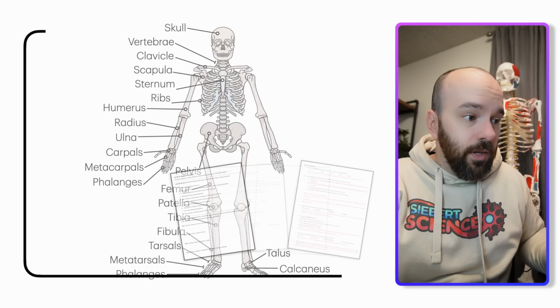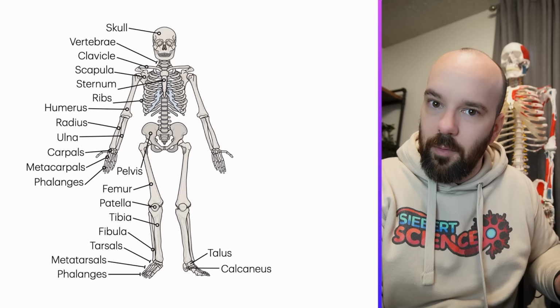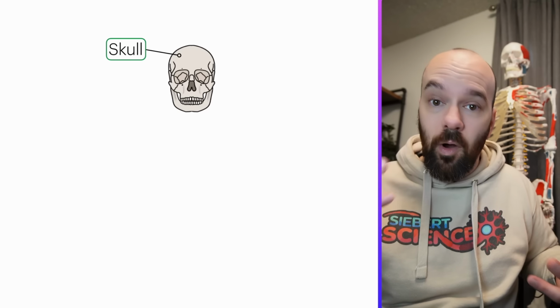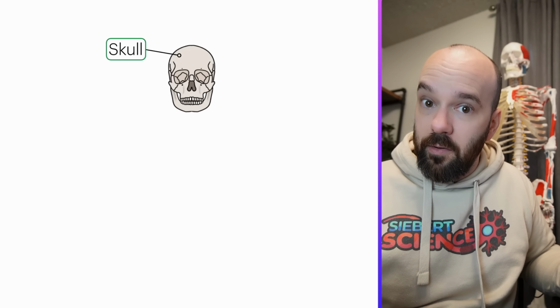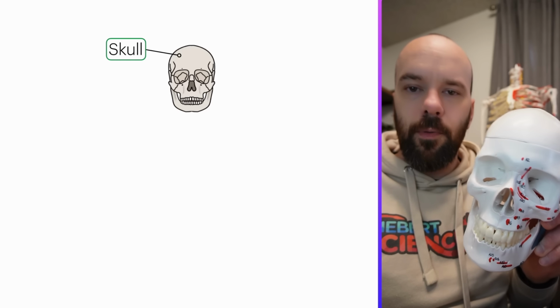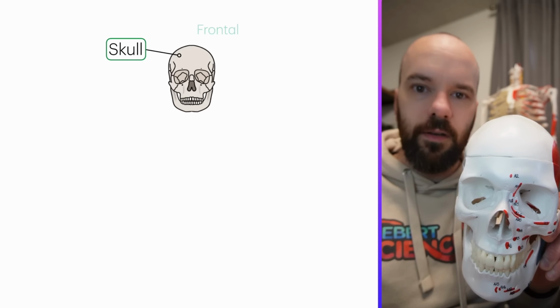So here's all the bones that we're going to learn, but we're going to start just one bone at a time like we usually do. And we're going to start with the skull, which of course is not just one bone. The skull is many bones. So let's borrow Morty's skull real quick. I'm not going to do every bone of the skull, but we'll take a look at some of the major ones you can see from the outside.